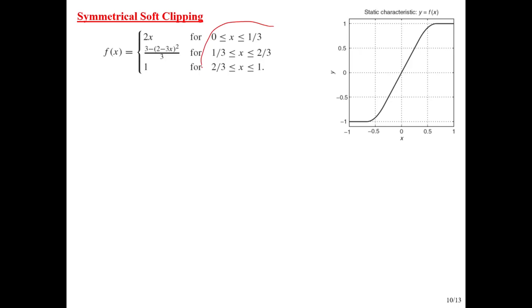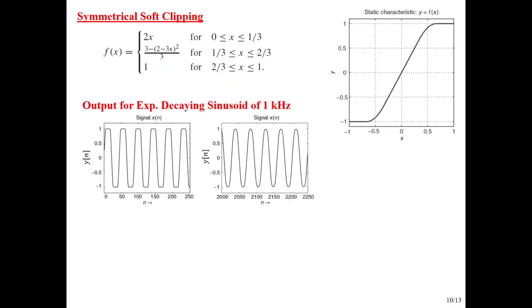And so you can see that here we're just defining it for positive values, and obviously since it's symmetric, it would just be repeated for the negative values. So you can see up to 1/3, it's just linear with a gain of 2. And then from 1/3 to 2/3, it follows this quadratic. And then from 2/3 to 1, there's the clipping to 1. But this quadratic gives that soft curve into the clipping.